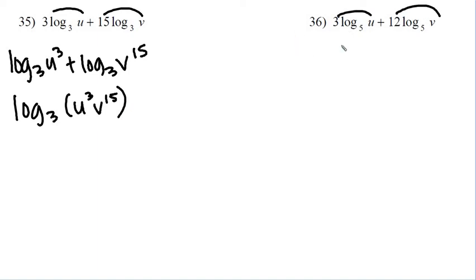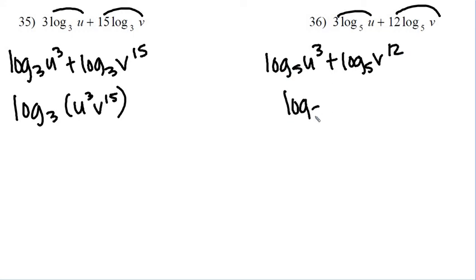Again, same exact scenario. Log base 5 of u to the 3rd plus log base 5 of v to the 12th. Again, product rule says that I can write this as a single logarithm of the products of their arguments.